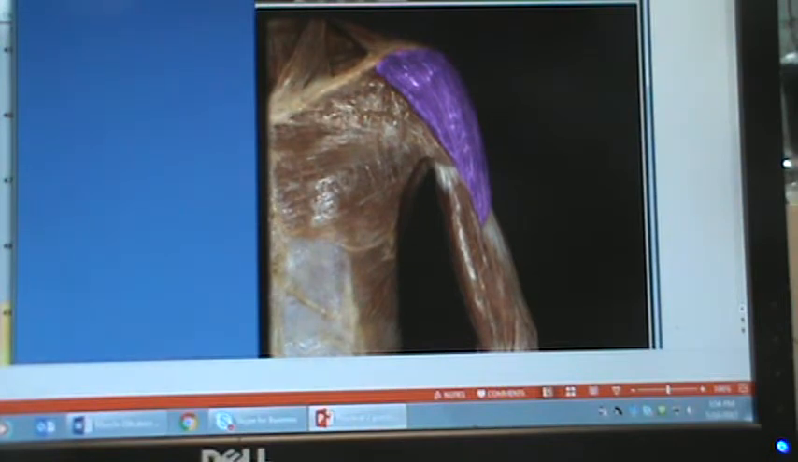First of all, we're going to do the origin insertion action game. So take a look at this one here. What do you figure is the origin there on that one? That would be the clavicle. What's your guess on the insertion? That would be the deltoid tuberosity of the humerus. How about the action? That would be prime mover of arm abduction. Good job. All right, next one.